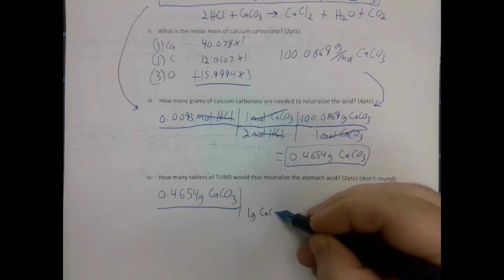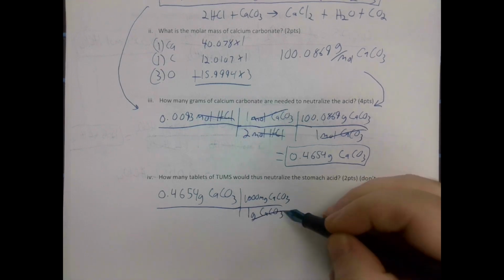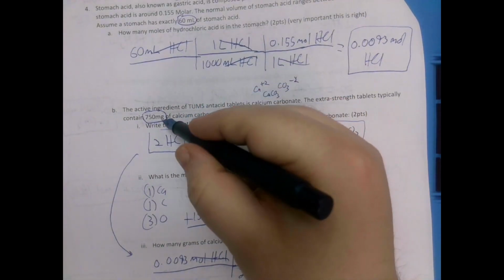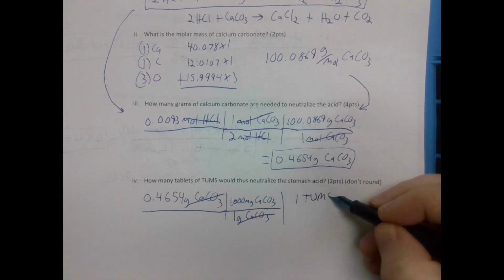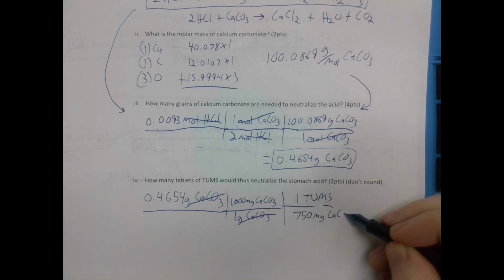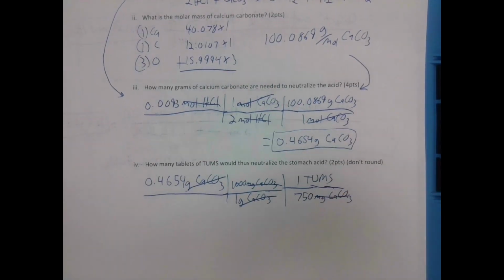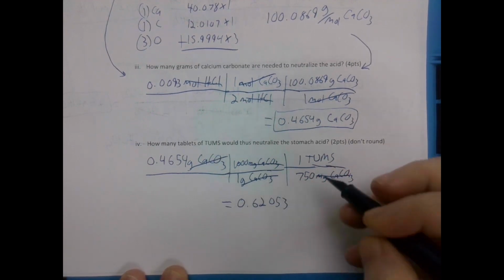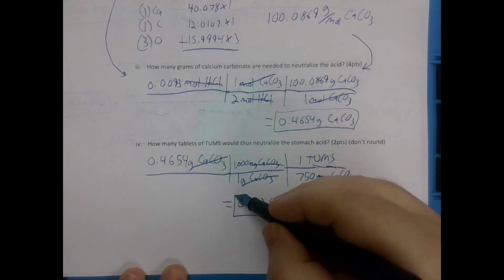1 gram of calcium carbonate is equal to 1,000 milligrams of calcium carbonate. So grams cancel out. Milligrams, I have the conversion factor of 1 Tums is equal to 750 milligrams of calcium carbonate. Milligrams calcium carbonate cancels out, and I'm left with Tums, and that's what the answer was. So that is equal to 0.62053878 Tums. Which, honestly, I was surprised by, but now it makes sense after I got that.